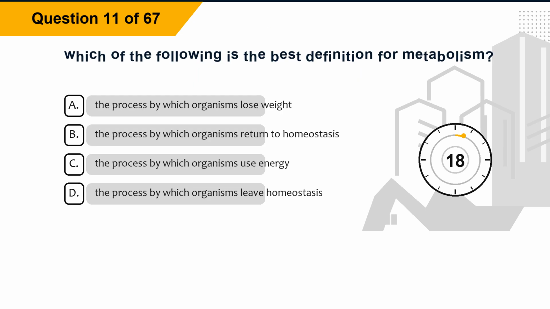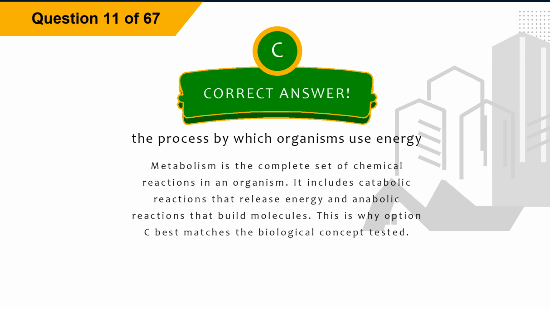Question 11. Which of the following is the best definition for metabolism? Option A, the process by which organisms lose weight. Option B, the process by which organisms return to homeostasis. Option C, the process by which organisms use energy. Option D, the process by which organisms leave homeostasis. The correct answer is option C, the process by which organisms use energy.